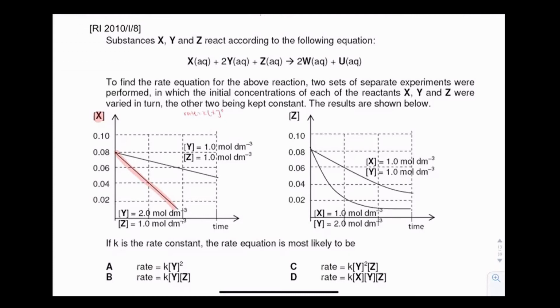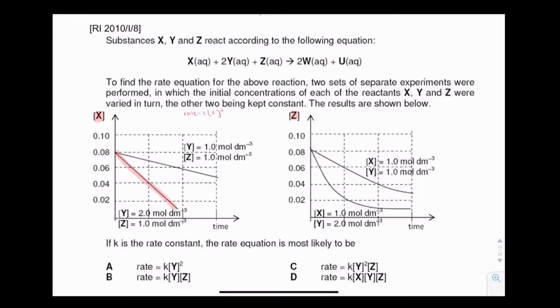right? And then next, over here, although they gave us two different lines with different concentration of Y, however, it is more difficult to determine the order from here. So I'm going to derive that from the second graph on the right instead. So let's take a look at the second graph on the right. So again, look at the y-axis. That is Z, right? And then you look at the shape.